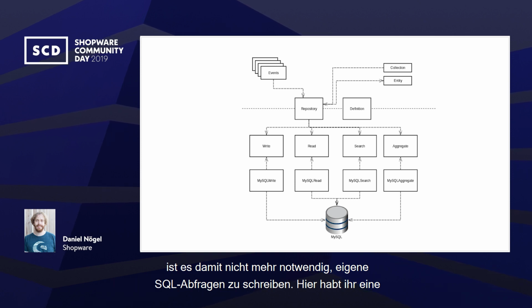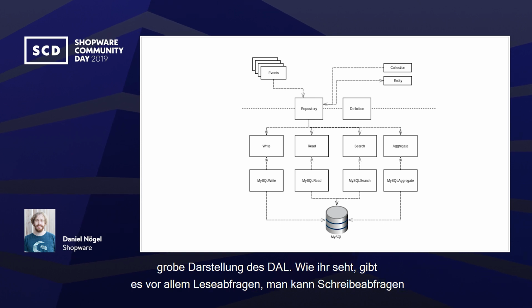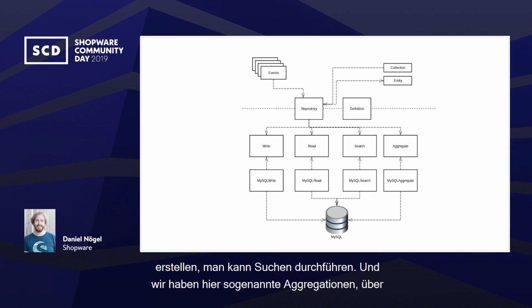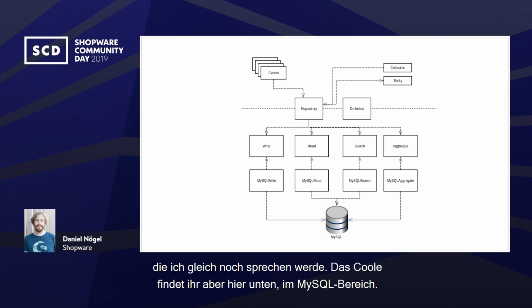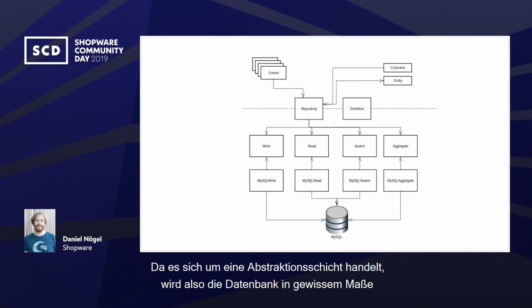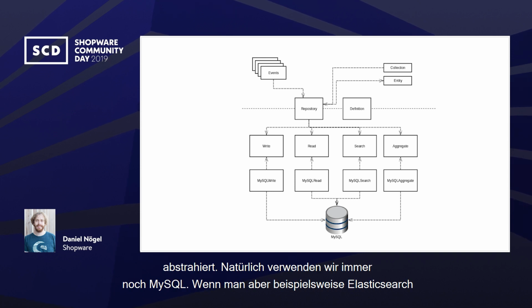So this is a rough diagram about it, and as you can see, mainly you have read queries you can do, write queries you can search, and we have something called aggregates, and I will talk about that in a minute. But the nice part is the thing going on down here, so at the MySQL part, because the abstraction layer means that it abstracts the database to a certain degree. So of course we're still using MySQL, but if you plug in Elasticsearch or if you have a Redis cluster or something like that in your project, the DAL is a place that will abstract those accesses for you.